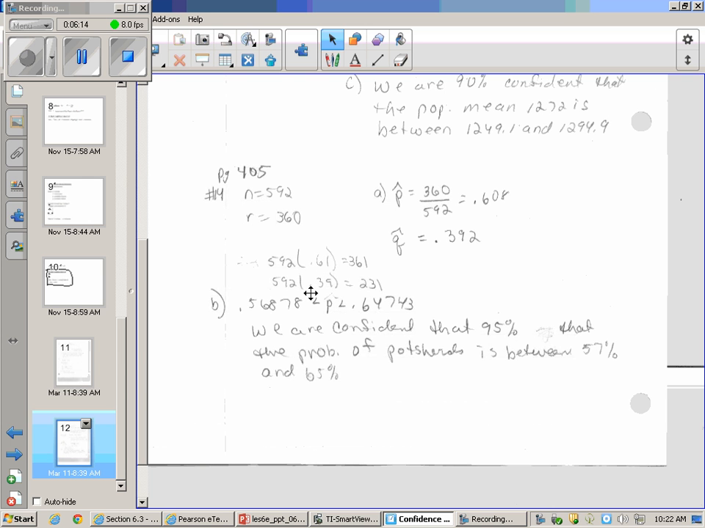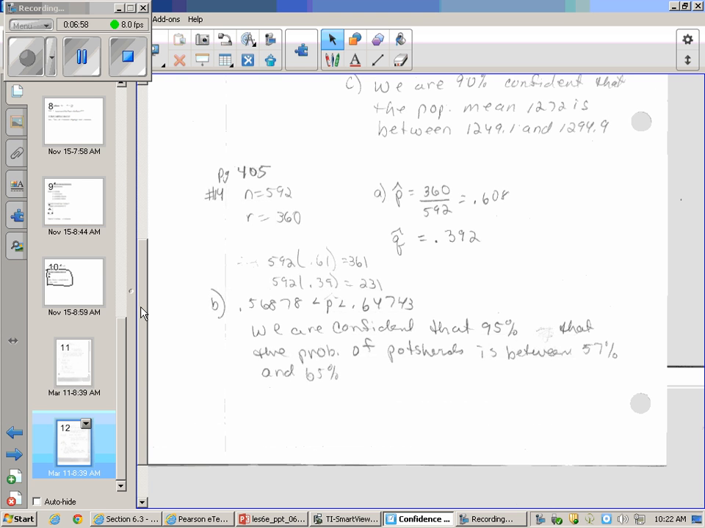On B, it says find the confidence interval, which was 0.56878 is less than p, which is less than 0.64743. We are 95% confident that the probability of potsherds is between 57% and 65%. Then it says check requirements, and that's what I did up here. 592 times 0.61 is 361, and 592 times 0.39 is 231. These two are both greater than 5, so it is a population proportion.